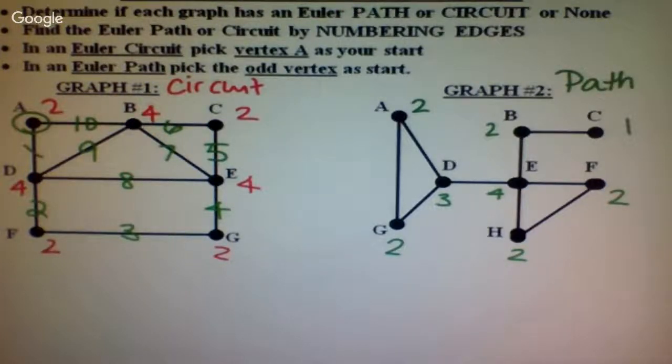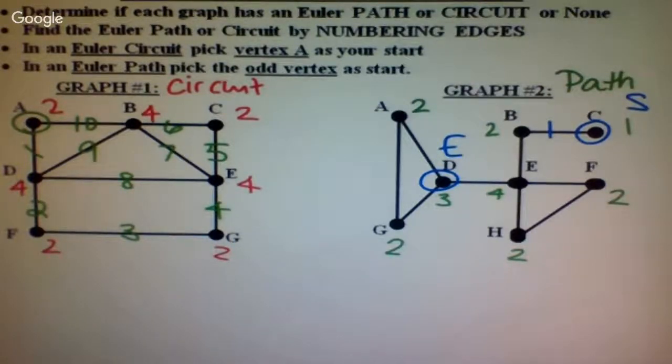So when I have a path, where do I need to start? Any of the odd ones. So I can either start at C or D. It does not matter. Which would you like? C. You want to start at C, which means we're going to end at D then. The first thing we have to do is go across to B. There's nowhere else to go.